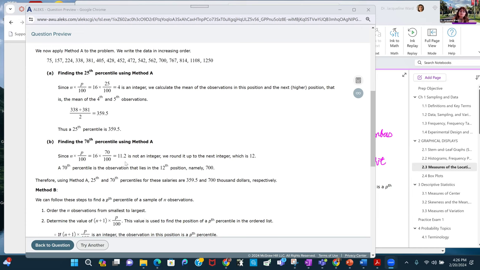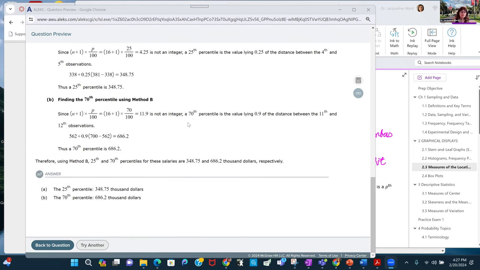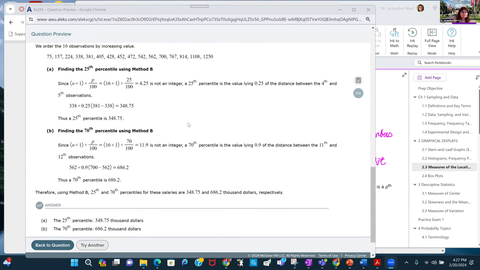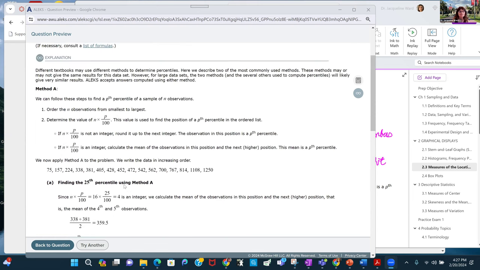And you get 11.2, which is not an integer. So you round up to 12. And then you look at the number in the 12th position, which is 700. Okay. They show another method here as well.